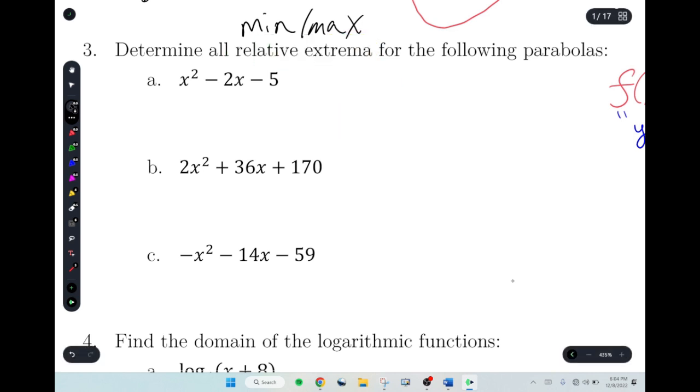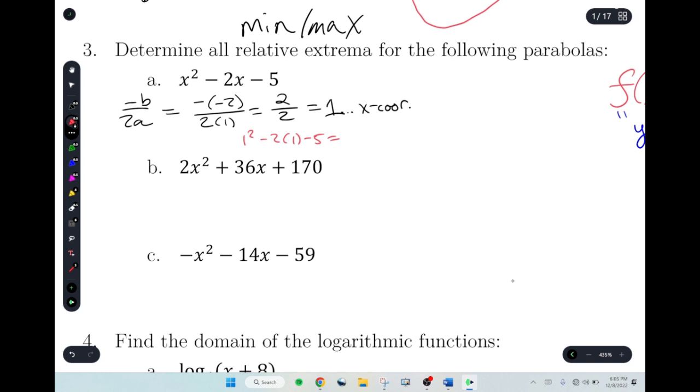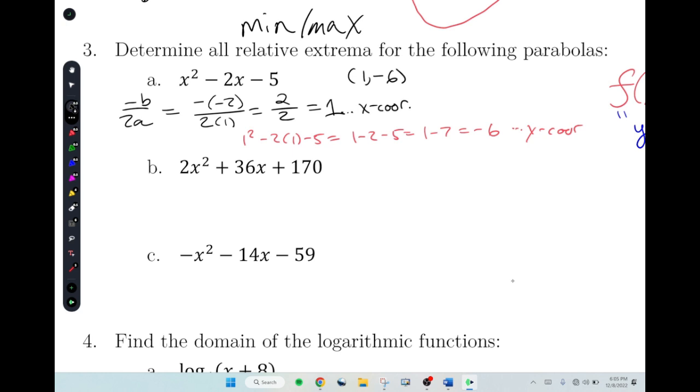Let's check and see. Negative b over 2a is negative 2 over 2 times 1, which is 2 over 2, which is 1. That's the x coordinate. Plug it into the function: 1 squared minus 2 times 1 minus 5 equals 1 minus 2 minus 5 equals 1 minus 7 equals negative 6. That's your y coordinate. So your relative extrema is the point 1 comma negative 6, and your job is to tell me whether that's a min or a max.